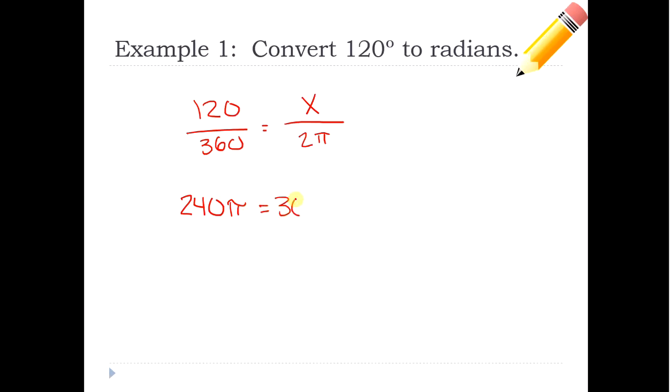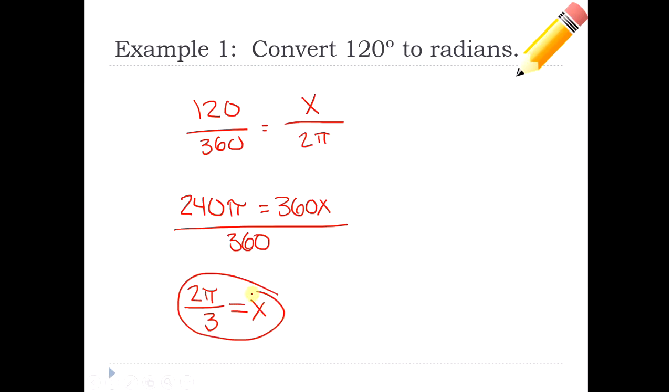Equals 360x. Solving for x, because that's what we want to solve for. Divided by 360. So 240 divided by 360. If I simplify that down, you should get 2 over 3. And that pi is just going to stay there. So 120 degrees is 2 pi over 3.